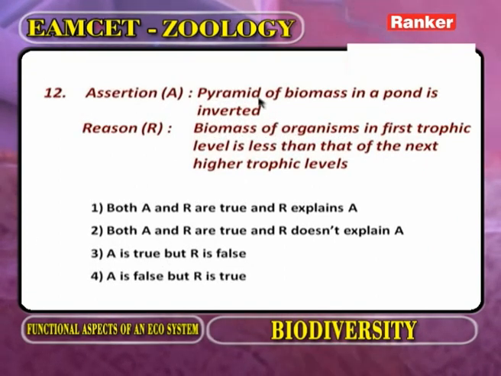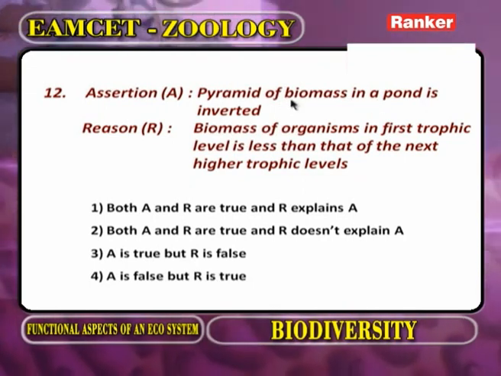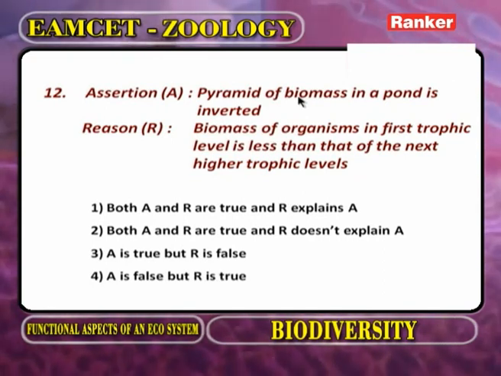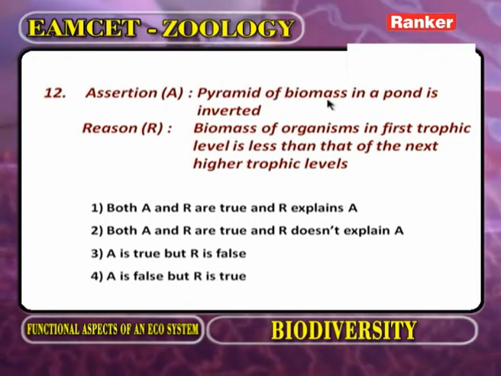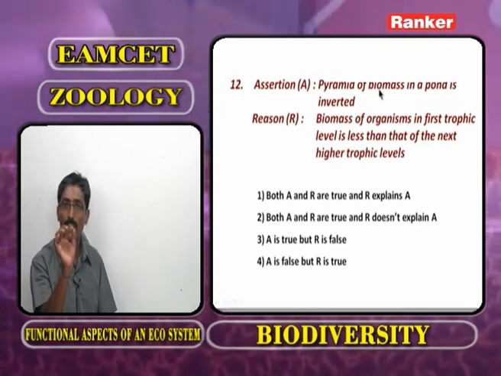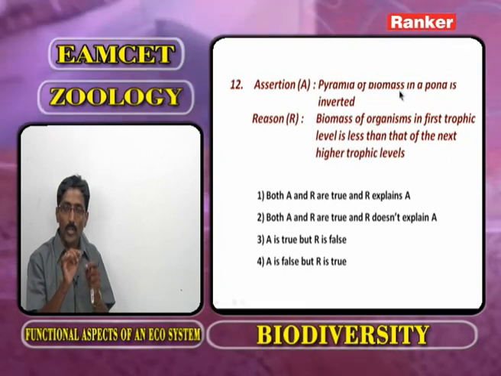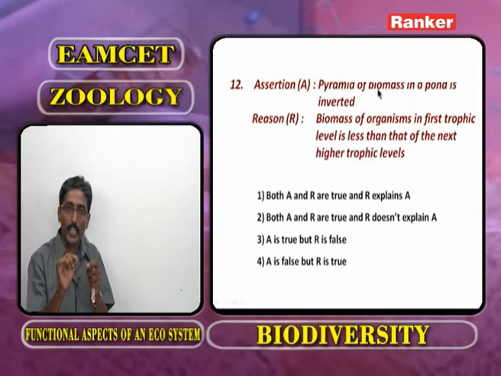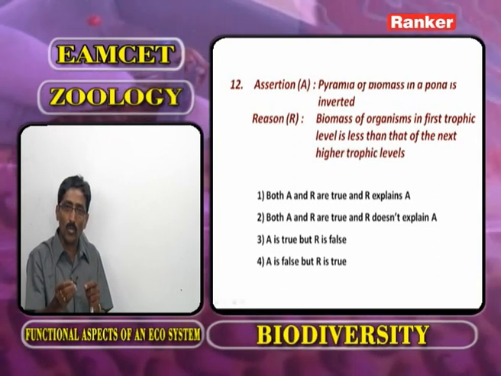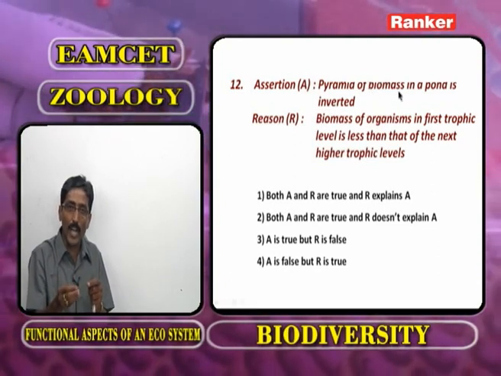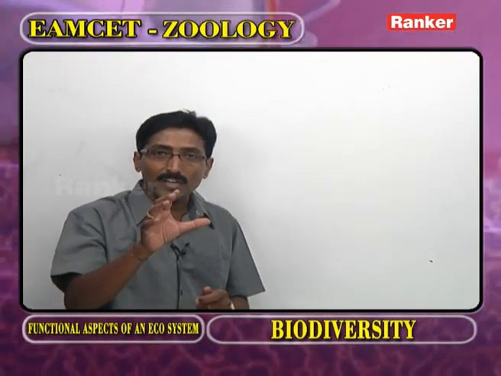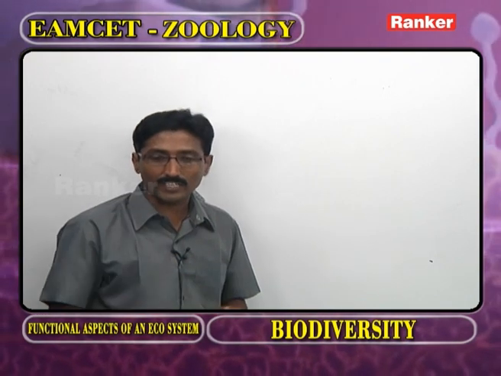Assertion. Pyramid of biomass. What is meant by biomass? That is dry weight. Our body is made of many cells, and in each cell, in the protoplasm, 92% water is present. If you remove the 92% water from each cell and then observe our weight, that we call the dry weight. Biomass means the dry weight of an organism.